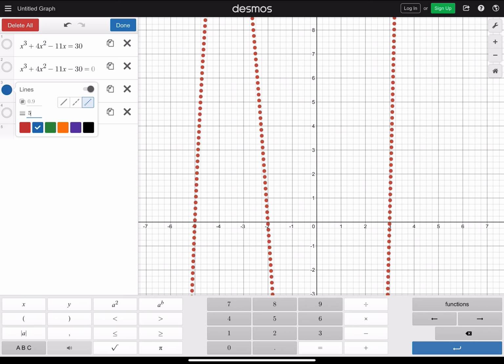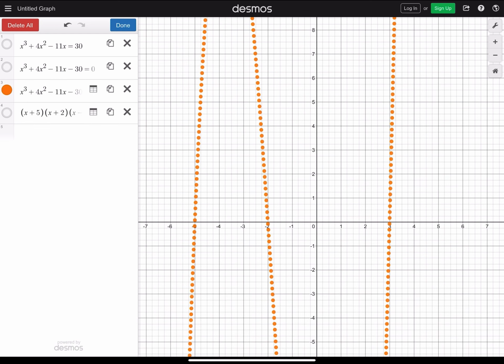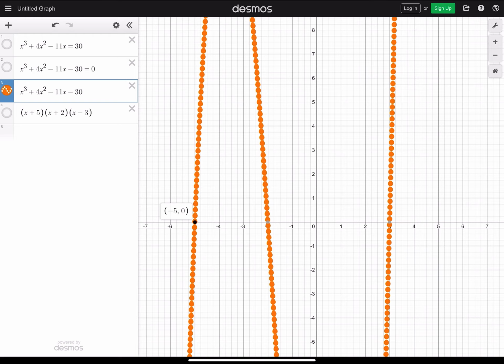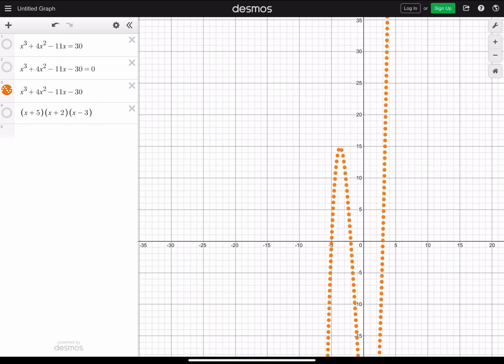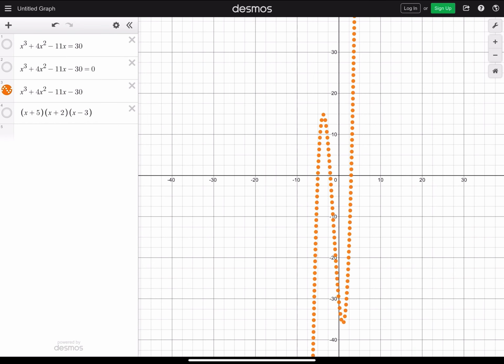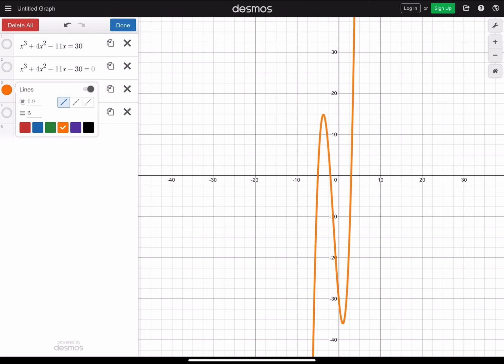You can choose a solid line, a dashed line, a dotted line. You can even choose the color. You can use any color you like. All right, and then you can just tap on this to find the x-intercept, and the x-intercept. What else can you find? You can also find this. Let me change this back to a solid line.